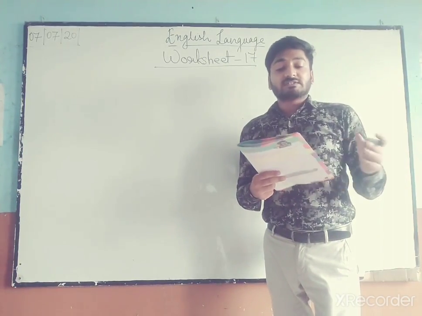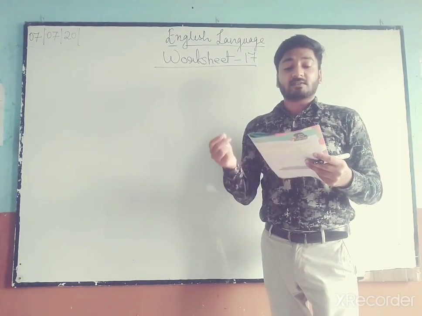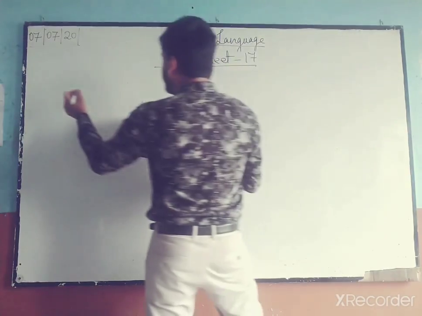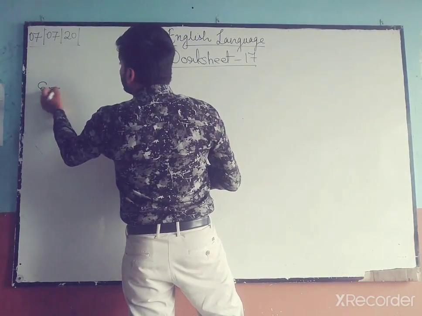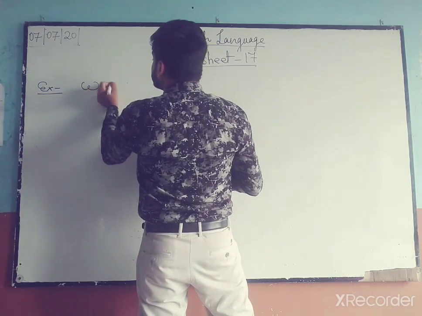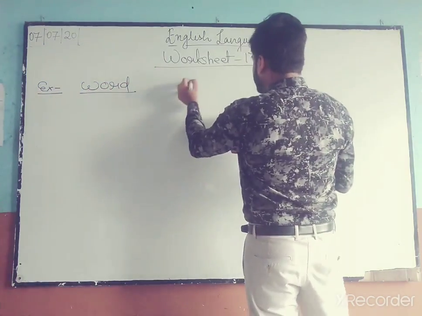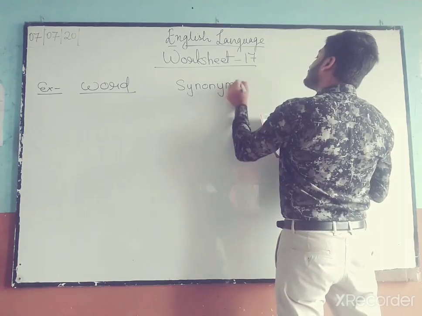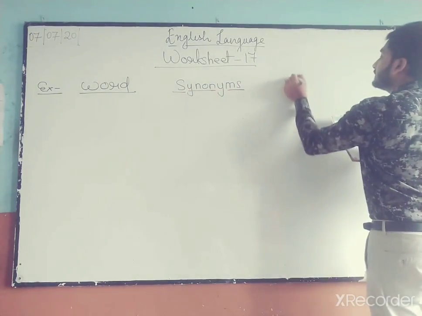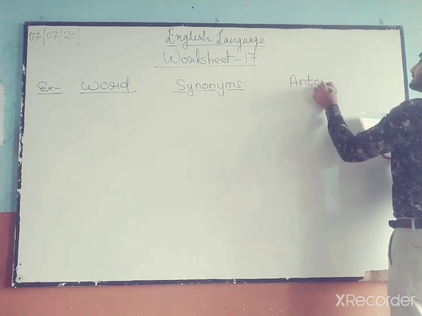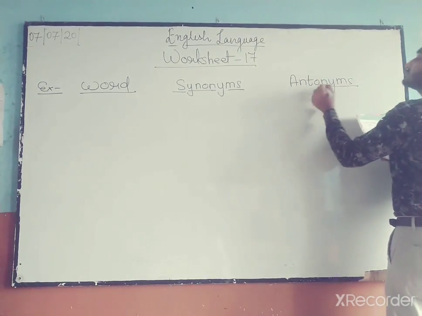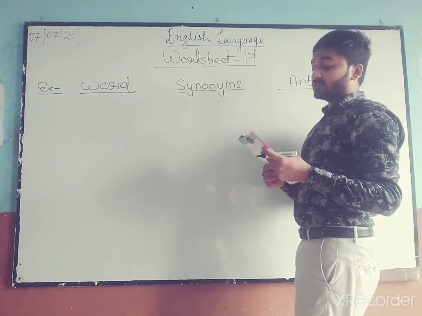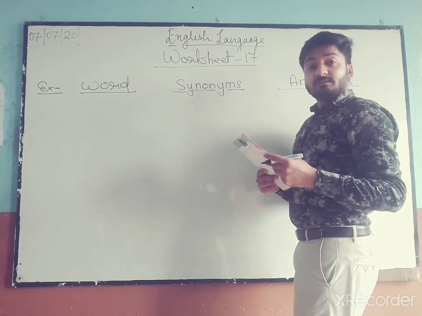So here we have first exercise, complete the following table. We have some words. We have to write here synonyms and antonyms. So first is already written. For the words we have to write here synonyms, and we have to write here antonyms. First one is already done. It is small, and for small, synonym is written tiny and antonym is written as big.